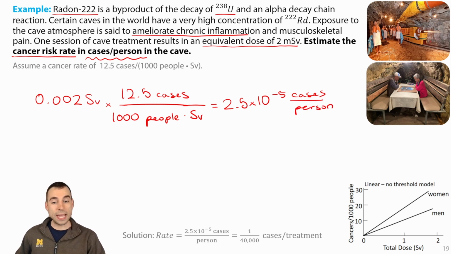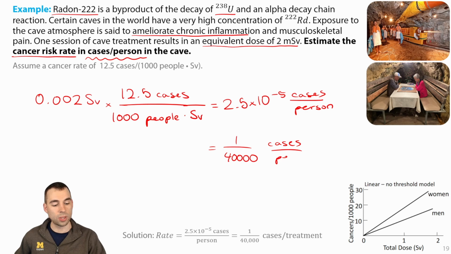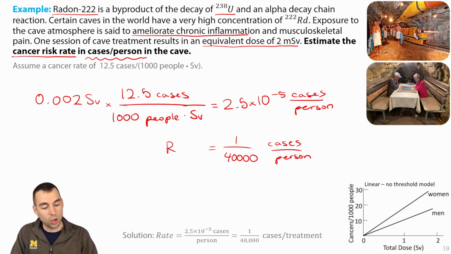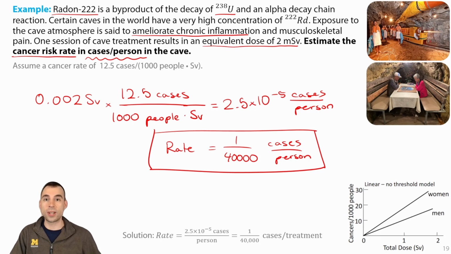And so we can basically say that the chances are about 1 in 40,000 cases will occur for every visit to this cave. And so maybe if the pain that it alleviates is worth it, you could go ahead and visit these radon caves, but that determination of the risk is ultimately up to you.